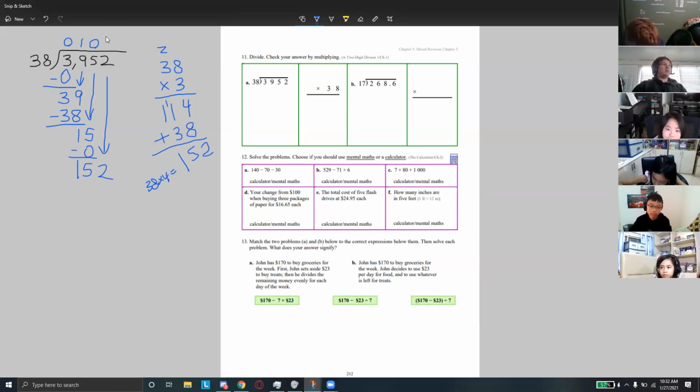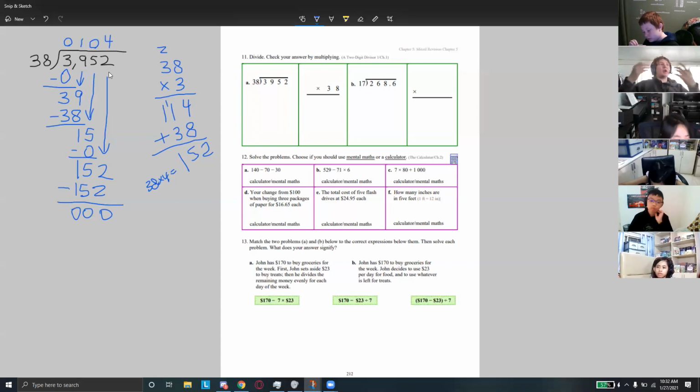So 38 goes into 152 4 times. 4 times 38 is 152. 152 minus 152 is 0. Woo. So no remainder. Goes in exactly. Great. So now we have to check. If we have 3,952 and we divide that into 38 groups, and there's 104 in each group, how we could check our total is do 104 times 38. So if we have 38 groups of 104 items, then how many items do we have total?